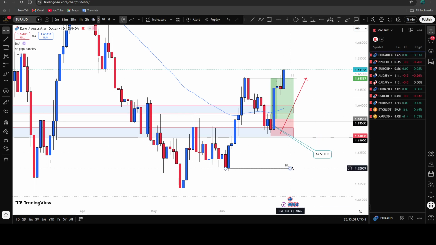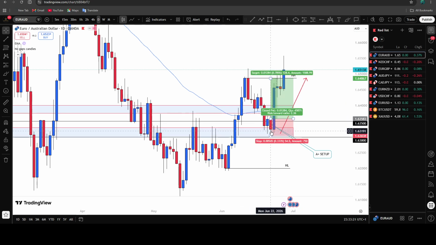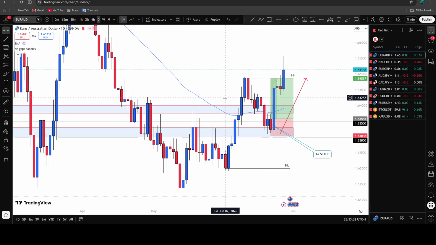Euro AUD. Euro AUD is an interesting trade. You see, price broke this level. I tried to take the trade here last week, but it did not give me an entry signal. So price broke here and gave us a rejection candle from this area of interest. You see, from this area of interest, and I missed the trade.